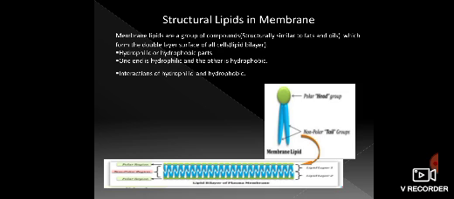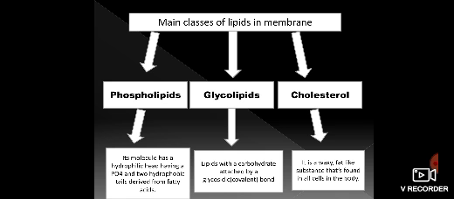Here is a diagram of the lipid bilayer of plasma membrane, in which the top and lower portions are polar regions and the middle one is non-polar. Now we discuss the main classes of lipids in membrane. The main classes are phospholipids, glycolipids and cholesterol.